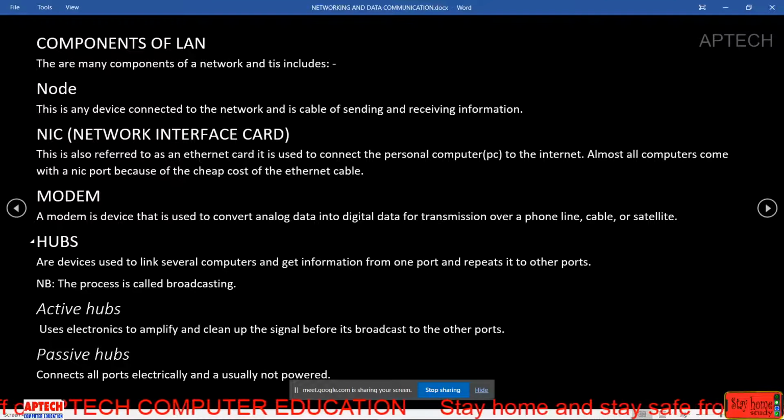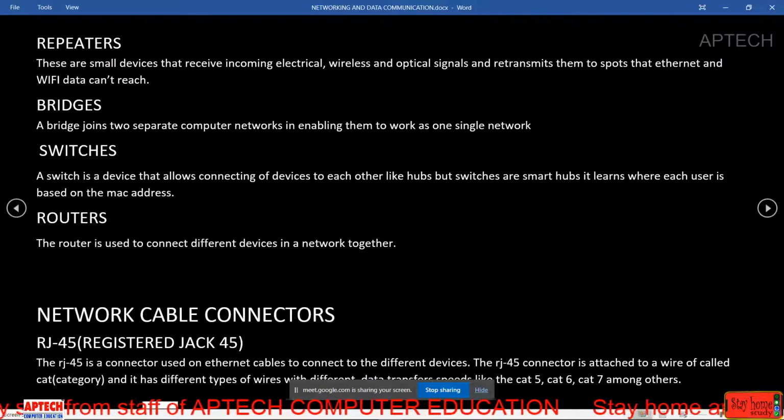There are two types of hubs: active and passive. The active one uses electronics to amplify the signal, but the passive one connects all ports electrically and usually is not powered. So one uses power, one doesn't use power. That's one easy way to remember. The active one is the one which uses power, and the passive one doesn't use power.